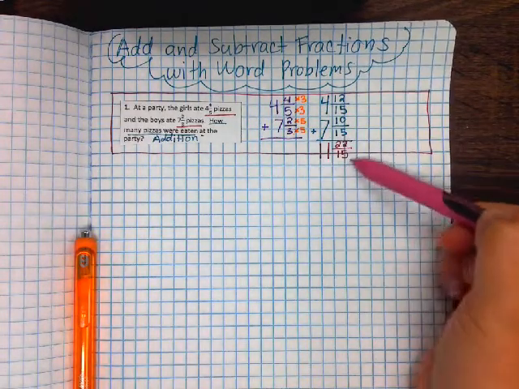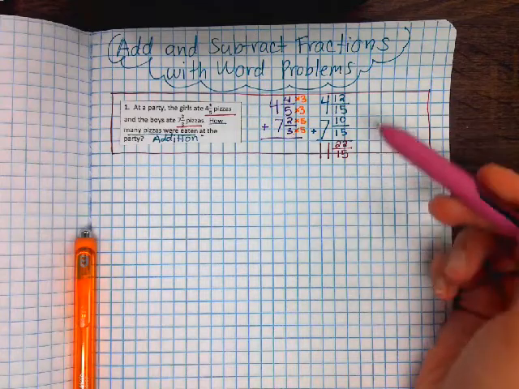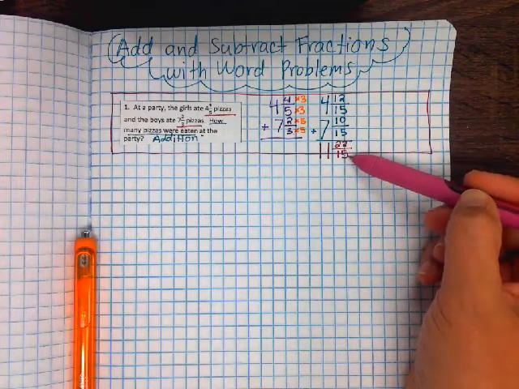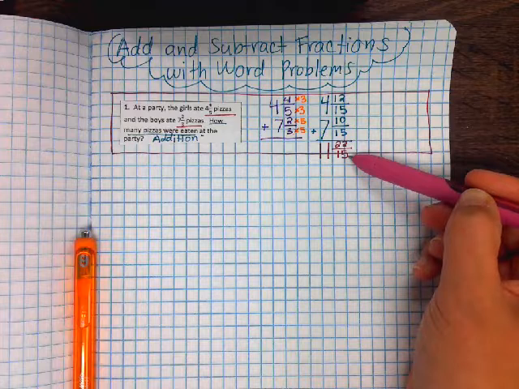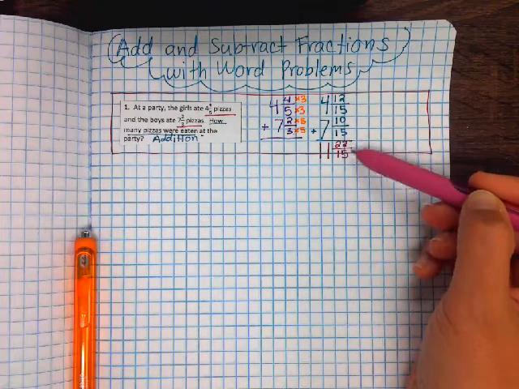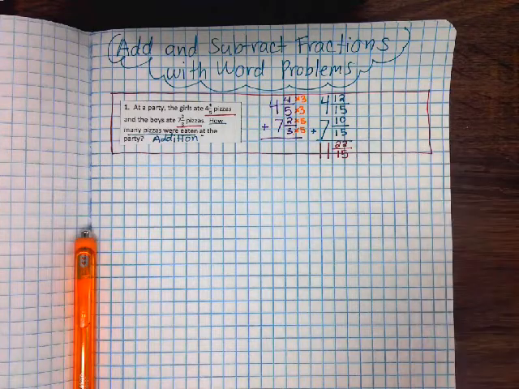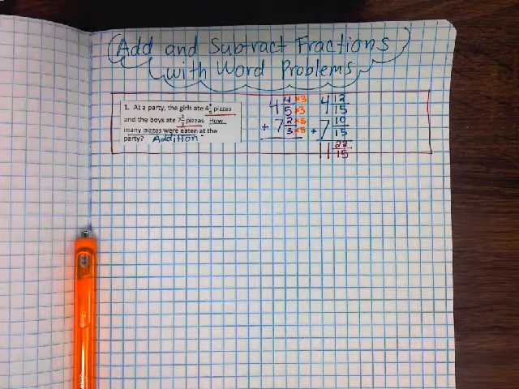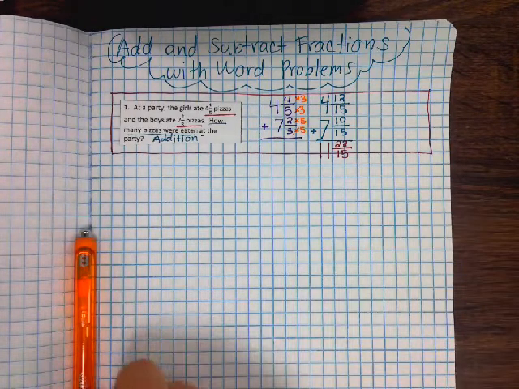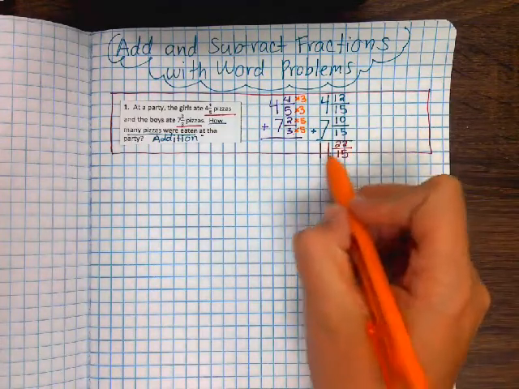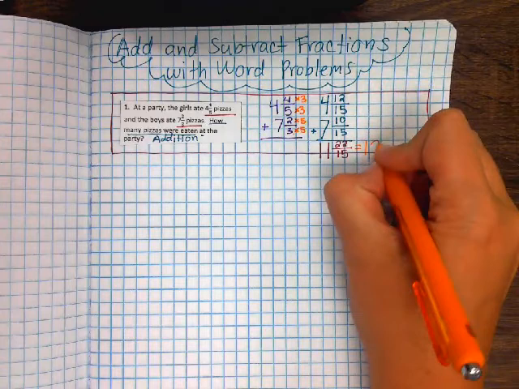Now, I'm not finished. I need to look. Do I have an improper fraction? Yes, I do. My numerator cannot be bigger than my denominator. It's not allowed to be. So what I need to do is figure out how I can fix that. If I have 22 fifteenths, that means I have one whole in there somewhere. So if I'm simplifying this, I can take one group of 15 out of this 22 and add it to my 11. So that becomes a 12.